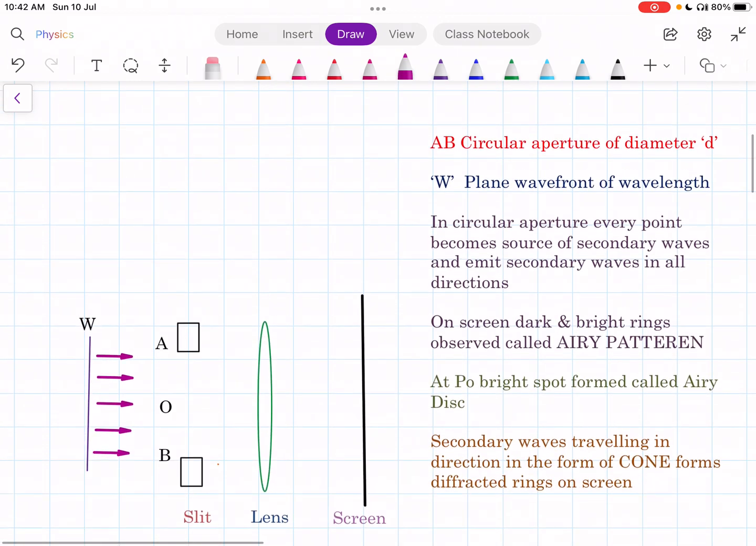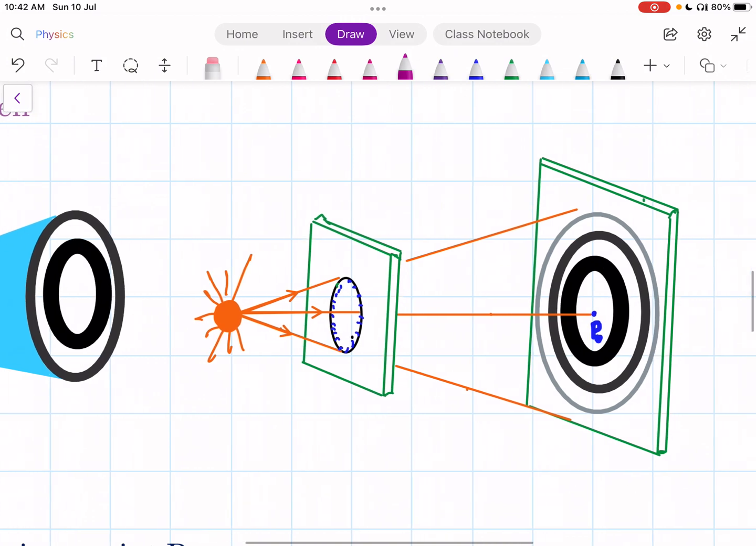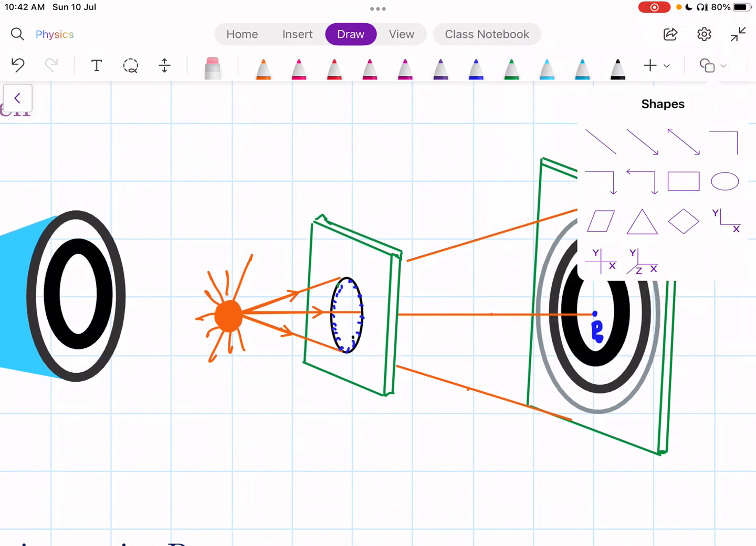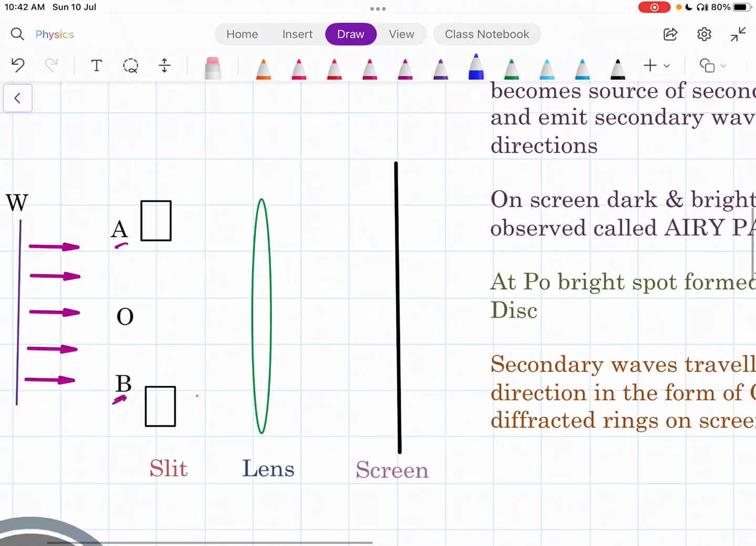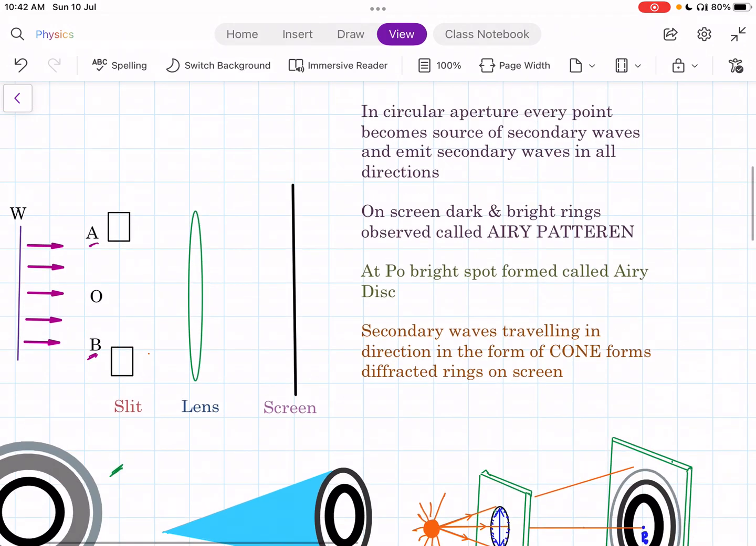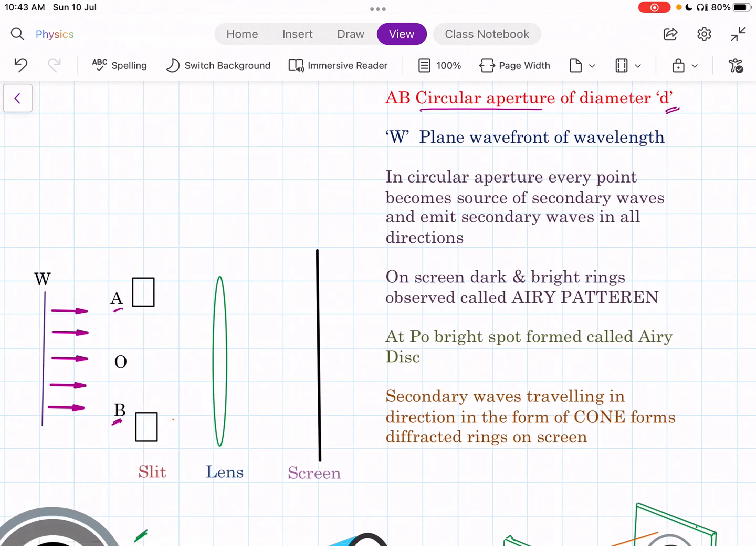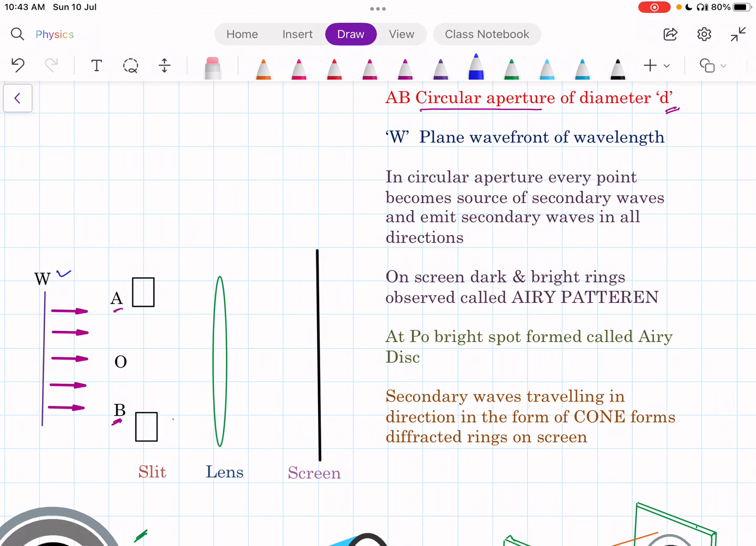This is the diagram of the Fraunhofer diffraction at circular aperture. In this case, this AB is not a single slit. It is a single circular aperture. I cannot show it as circular here, so I have shown it like a slit. So this AB is a circular aperture of diameter D. In the other diagram, this is the circular aperture and the diameter of that circular aperture is equal to small d. So we have a circular aperture in this two-dimensional diagram. This AB is the circular aperture whose diameter is d, and this W is the plane wavefront whose wavelength is lambda.